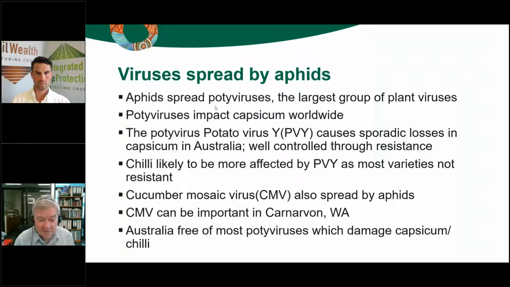Now, cucumber mosaic virus is a member of another virus group, but it's also spread by aphids. And again, it's an important virus worldwide. And in Australia, we can see it particularly at Carnarvon in WA, when in a number of seasons it becomes really important. And as I mentioned before, we're still free of many of the potyviruses that cause a lot of damage to peppers and capsicum throughout much of the rest of the world.